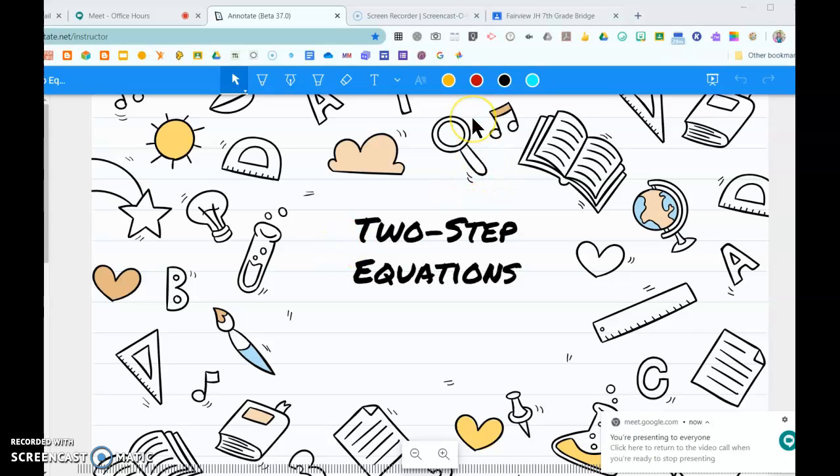All right, this week we're going to focus on two-step equations. I know that in sixth grade you did one-step equations where you did an inverse operation to solve for usually x, an unknown.